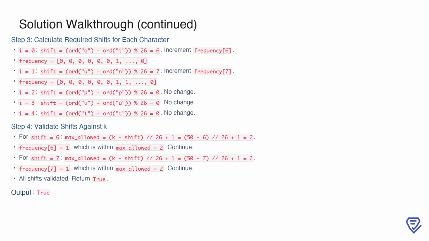After calculating all shifts, we validate them against k. For a shift of 6, the maximum allowed frequency is (50 - 6) // 26 + 1 equals 2. Since the frequency for this shift is 1, it's valid. Similarly, for a shift of 7, the maximum allowed is also 2, and the frequency is 1, so it's valid as well. Since all shifts are within the allowed range, the function returns true, indicating that the transformation is possible.